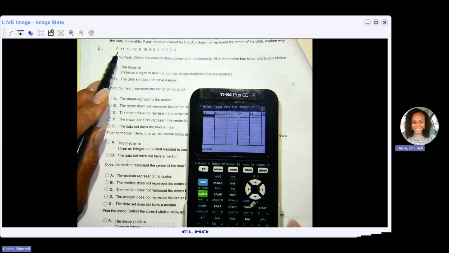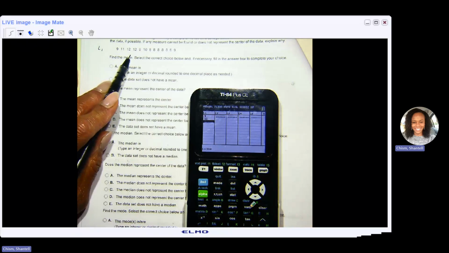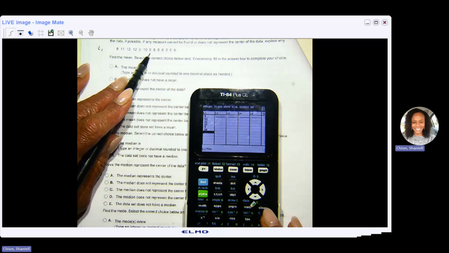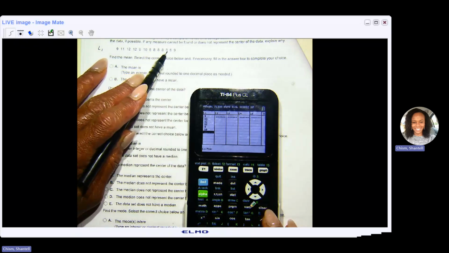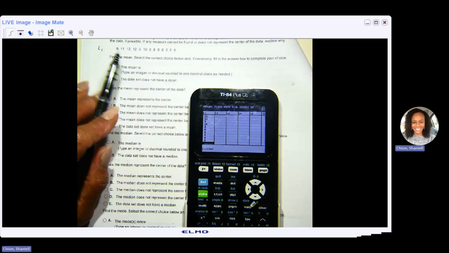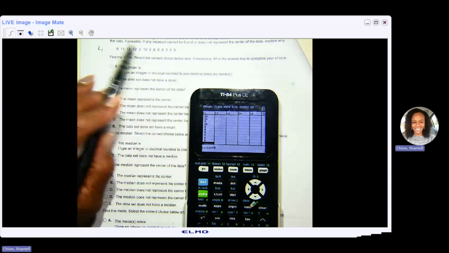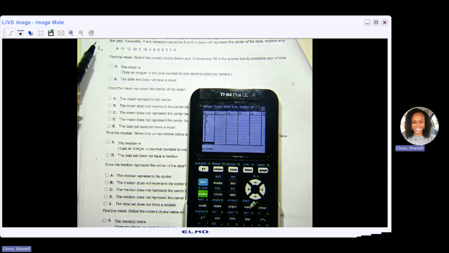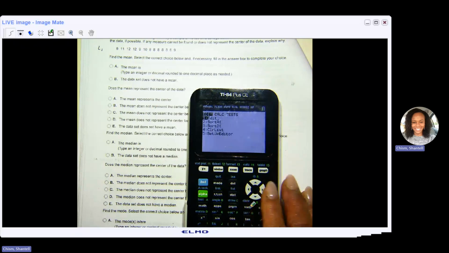So in this one, I've got 9, 11, 12, 12, 9, 10. I've got 1, 2, 3, 4, 5, 6, 8. So 1, 2, 3, 4, 5, 6, and then I've got 9. So I should have 13 values. Okay. All right. Let's now get ready to get the mean, the median, and identify if we have a mode. So now we're going to press stat again, and we're going to go over to calc.